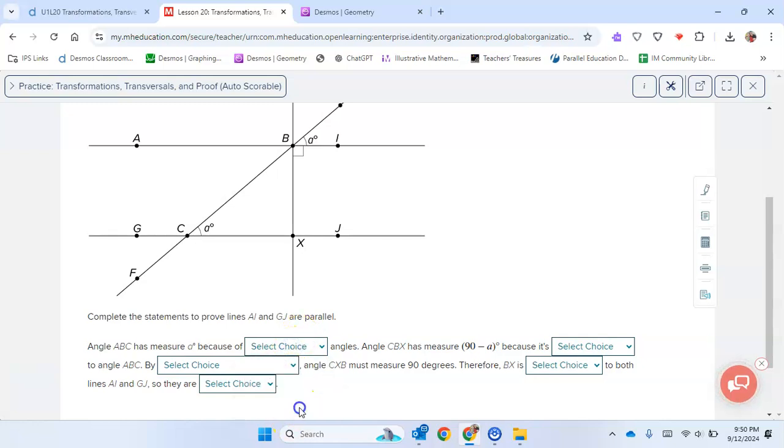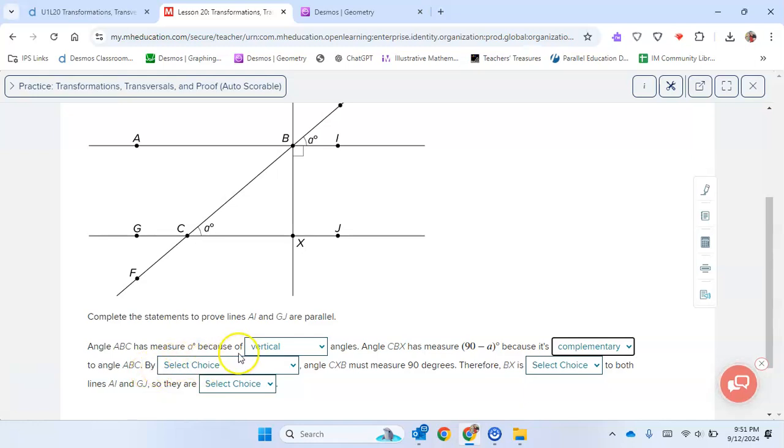Because of vertical angles, angle ABC is A, and that means angle CBX has a measure of 90 minus A, because it's complementary. Complementary means it adds up to 90. Supplementary means it adds up to 180.